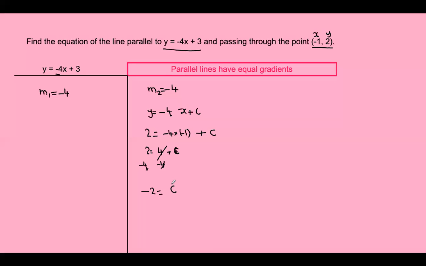There you go. So now we have the c of our second line. We have the m of the second line. And so what you do is substitute both of them in an equation. So the equation of our line is going to look like this: y equals minus 4x minus 2. Just like that. Let's have a look at another example.